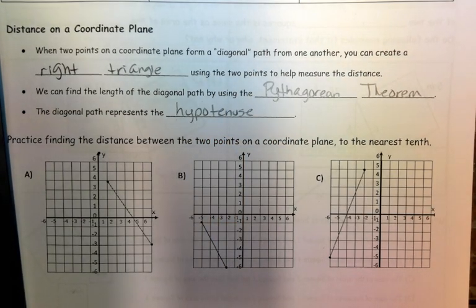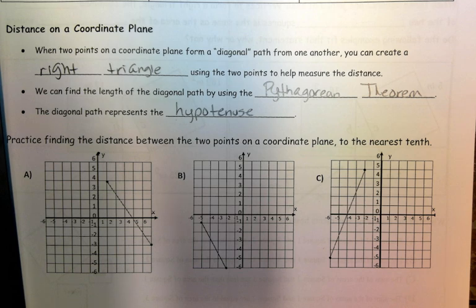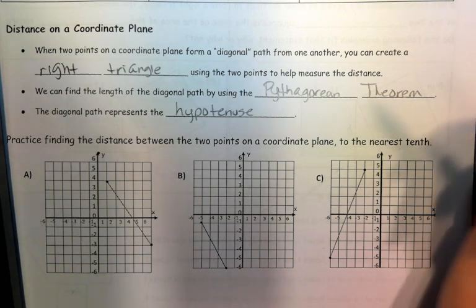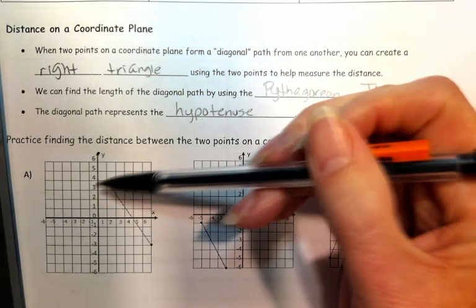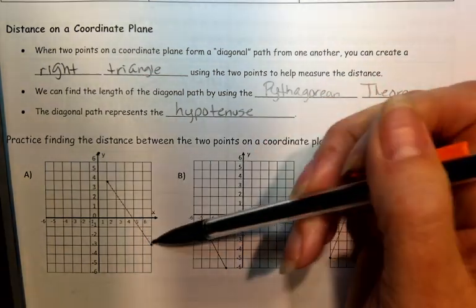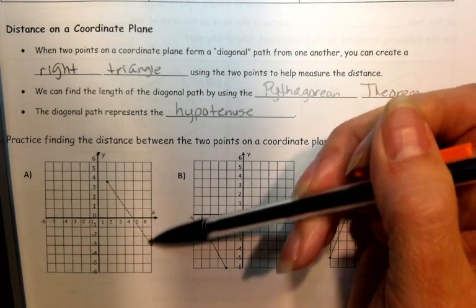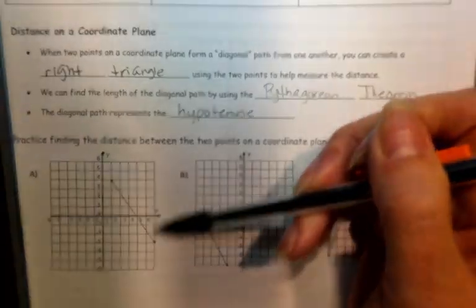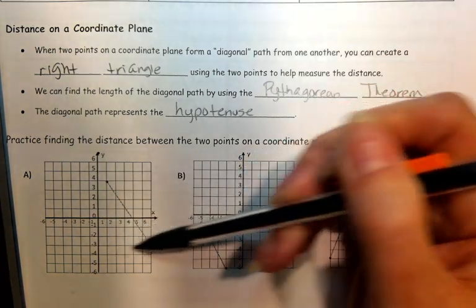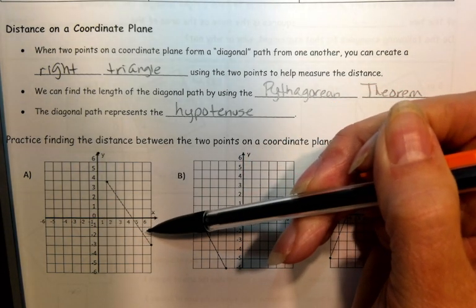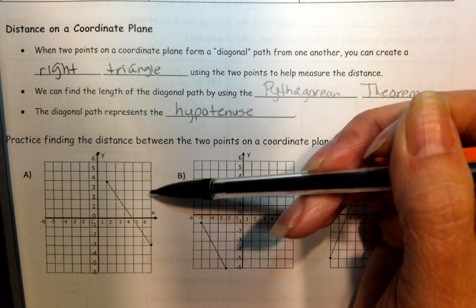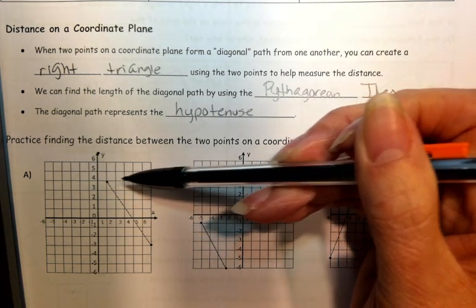So it says practice finding the distance between 2 points on the coordinate plane to the nearest tenth. So if it's not a whole number, we're going to round to the tenth place. So the first thing we need to do is create a right triangle. So we have point A and B, if you will. Now I can make a right triangle that's up on top of the line, or we can do one that's below the line. So it doesn't matter because the side lengths or the legs will be the same value either way.